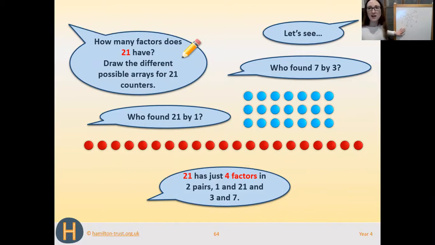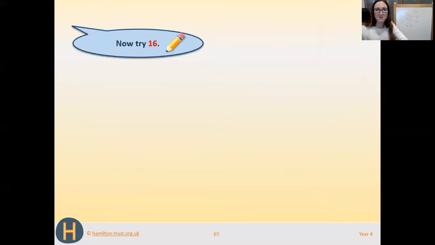Some numbers have more factors than others. And we can say that 24 has more factors than 21 because 21 has only 4 factors: 1 and 21, 3 and 7. Okay, final one to practice now. Have a look at 16. There's something a little bit different about 16 that we're going to talk about. So have a little think now, draw out or use counters to create all the different arrays that you can for 16. Off you go.